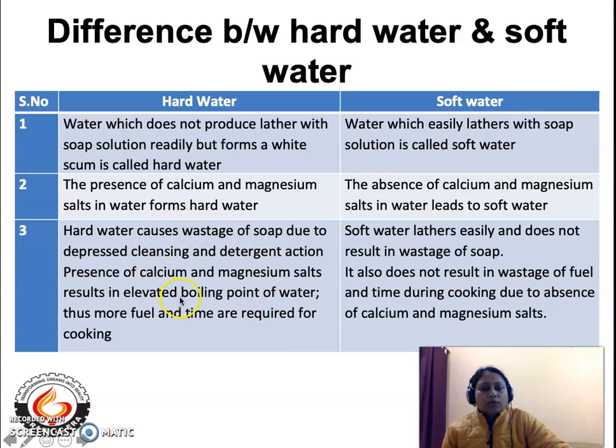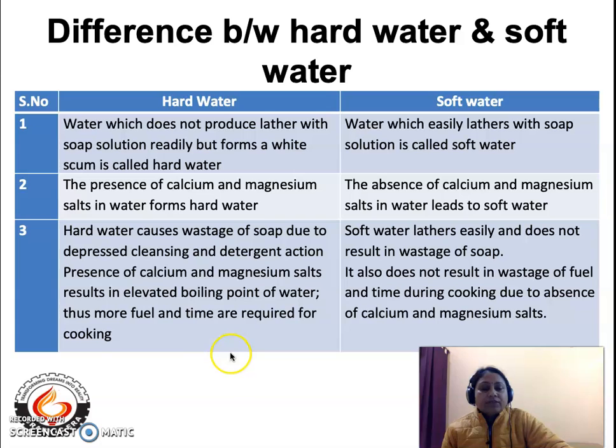Now what are the consequences of using hard water? More amount of soap or detergent is consumed because of the depressed cleansing and detergent action. Now also the hard water causes an elevated boiling point, because we know that the presence of impurities results in the elevation of boiling point.